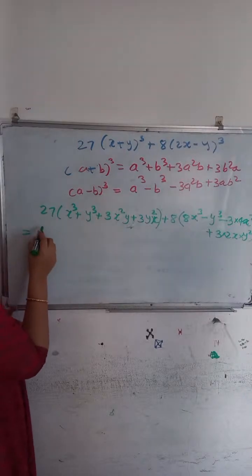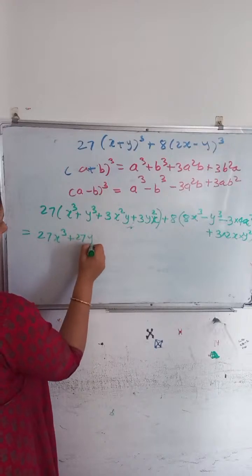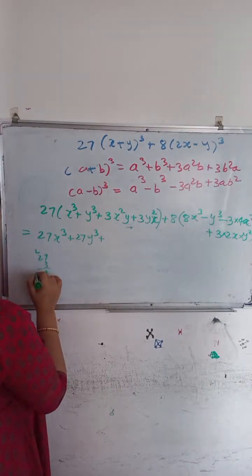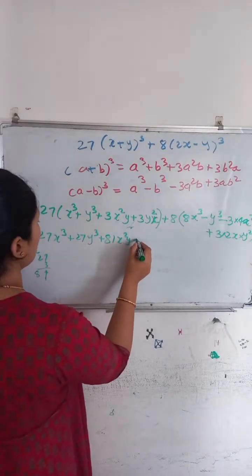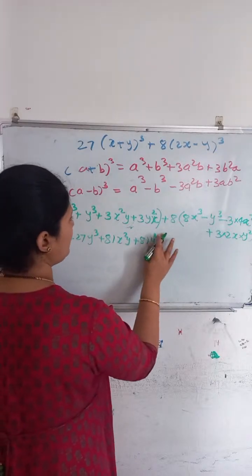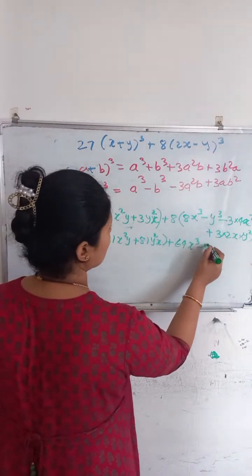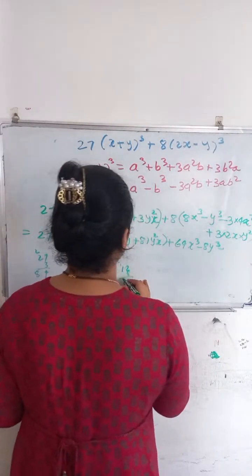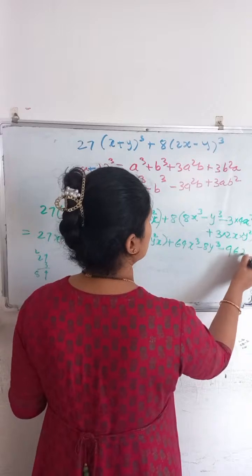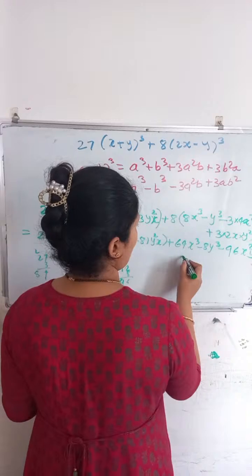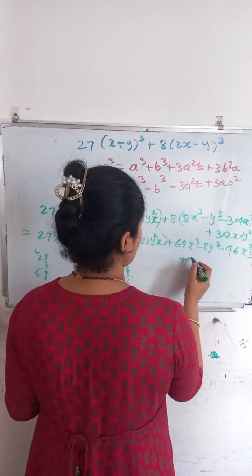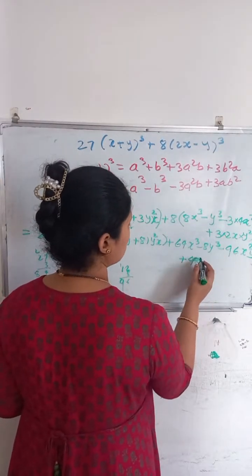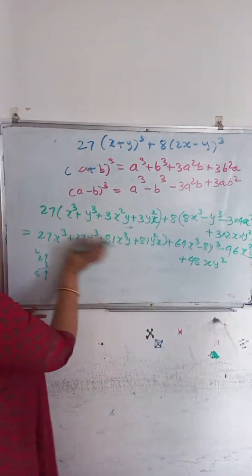So you can multiply this 27 inside this bracket: 27x³ plus 27y³ plus 81x²y plus 81y²x, plus 64x³ minus 8y³ minus 96x²y plus 48xy². Okay, we will get this.